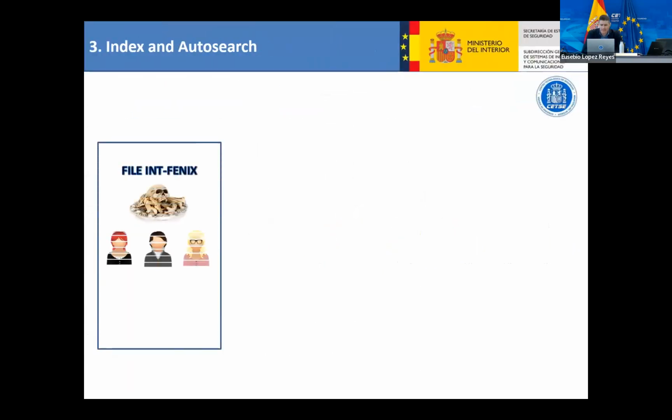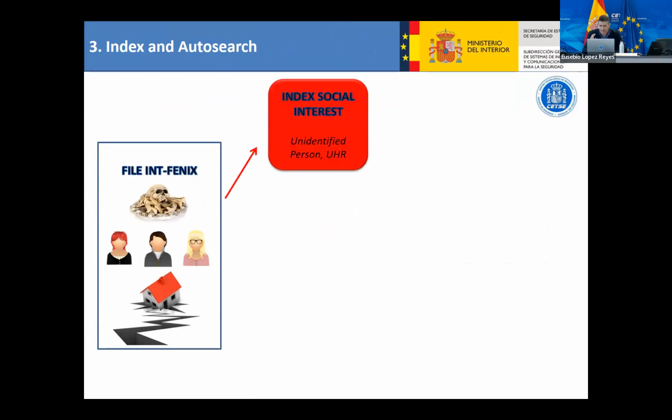Well, the other file that we have in Spain is what we call IN10 Felix, the file created for the purpose of genetic identification of missing persons and unidentified corpses of public, social, and judicial interest. And we have 3 indexes here. The first index is what we call social interest: unidentified persons and unidentified human remains. We have another index related to relatives: biological father, mother, sibling, biological child, and maternal and paternal relatives.